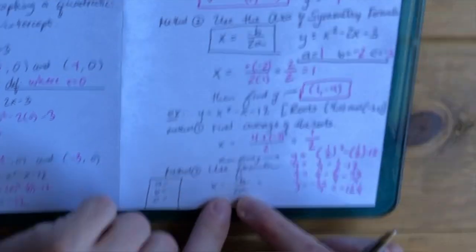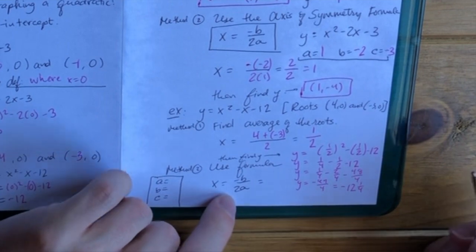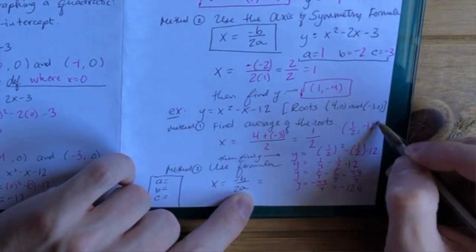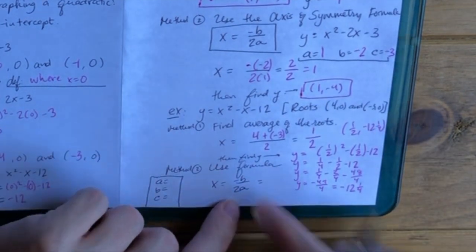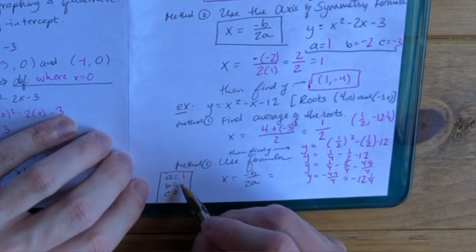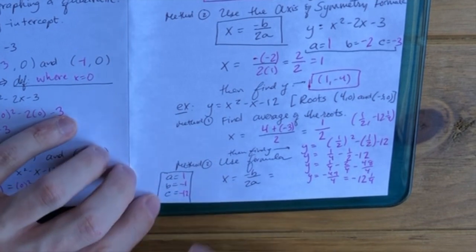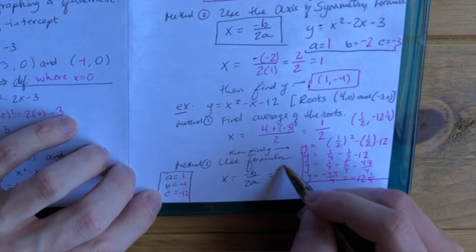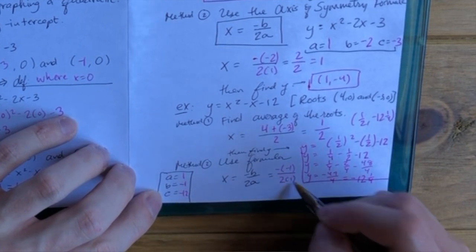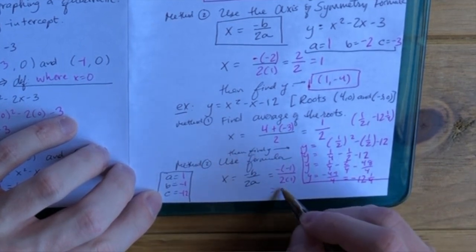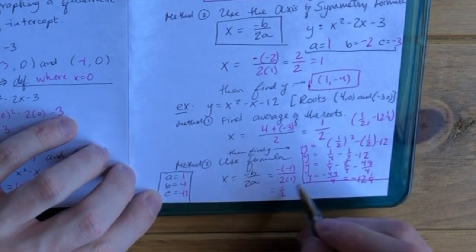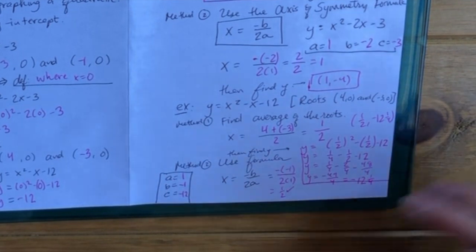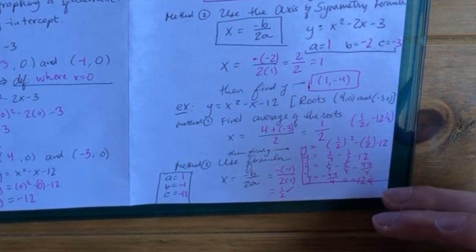So now let's use the formula and see if we get the same value of x. So this coordinate point should be, let me write that down first, (1/2, negative 12 and 1/4). And let's use the formula. So the a value is 1, the b value is negative 1, and the c value is negative 12. We substitute those in. Negative negative 1 over 2 times 1. Negative negative 1 is going to be positive 1. 2 times 1 is 2, so 1 over 2. So that is the same x value, and if we substituted that in, I'm sure we would get the same y value, unless I did that wrong. If I did do it wrong, please tell me.